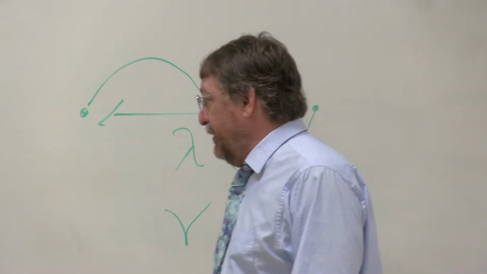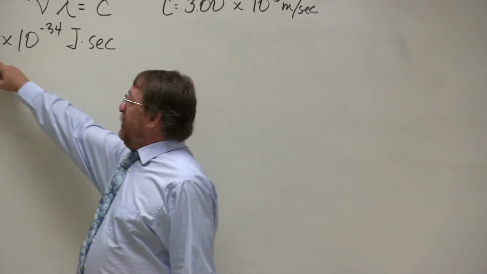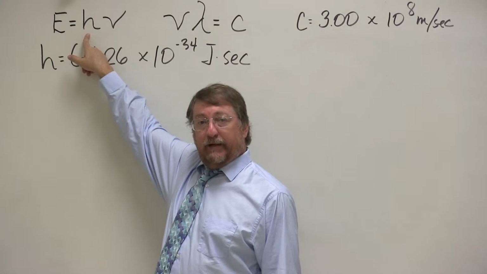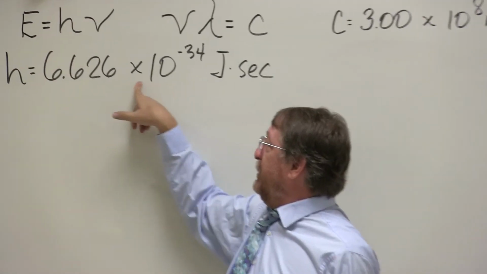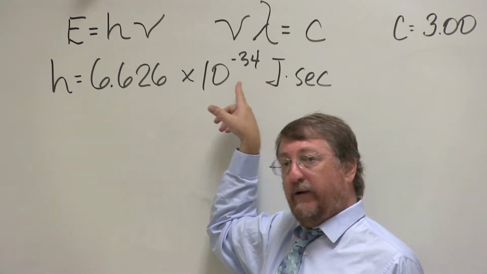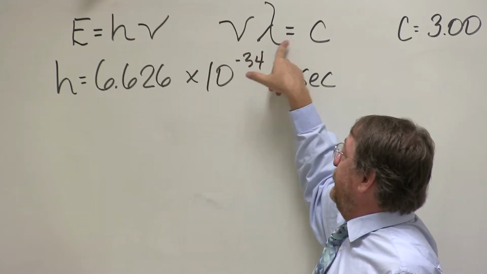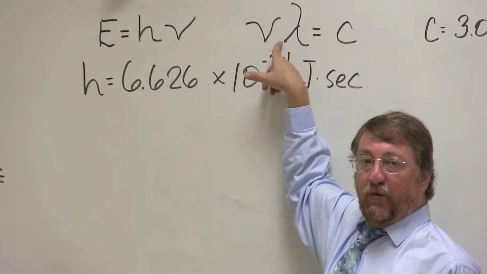Okay? So let's do a little calculation. Our equations: E equals h nu, h being Planck's constant. Okay, it is a constant, 6.626 times 10 to the minus 34 joule seconds, the smallest unit of light or energy we're going to manipulate. Nu lambda equals c. Wavelength and frequency are inversely proportional.